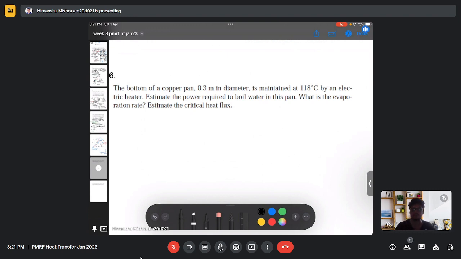So in this question, we have the bottom of a copper pan, 0.3 meter in diameter, maintained at 118 degrees Celsius by an electric heater. Estimate the power required to boil water in this pan. What is the evaporation rate? Estimate the critical heat flux.